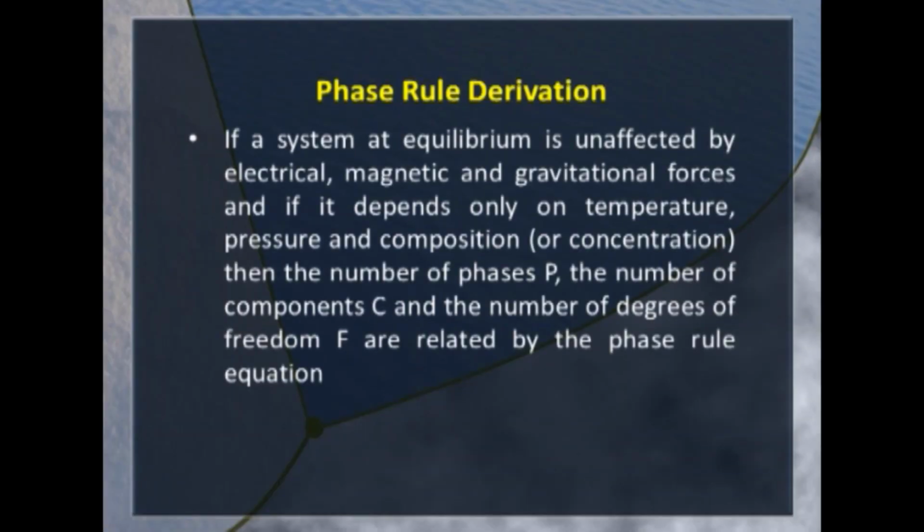If a system at equilibrium is unaffected by electrical, magnetic and gravitational forces, and if it depends only on temperature, pressure and composition or concentration, then the number of phases P, the number of components C and the number of degrees of freedom F are related by the phase rule equation. The equation is F is equal to C minus P plus 2.